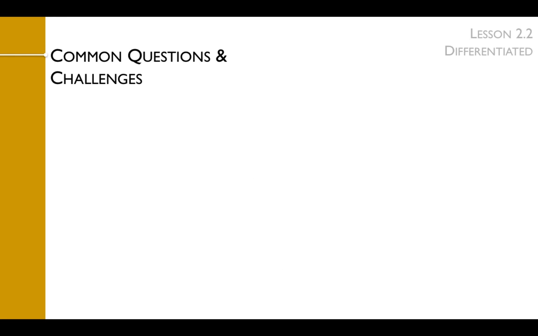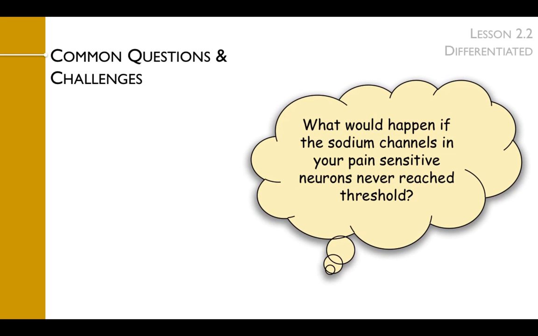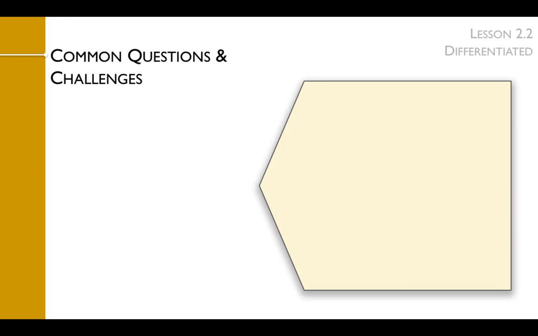After teaching the action potential, a question I like to ask my students is, what would happen if the sodium channels in your pain-sensitive neurons never reached threshold? This question mimics the Novocaine question by assessing student understanding of the entire process and has the added benefit of acting as a bridge to an actual disorder and patient video. The answer here is that you'd never feel any pain, because if your sodium channels don't open, you can't fire an action potential. So regardless of how much pain you're in, a message would never get sent to the brain to tell you that you are in pain.